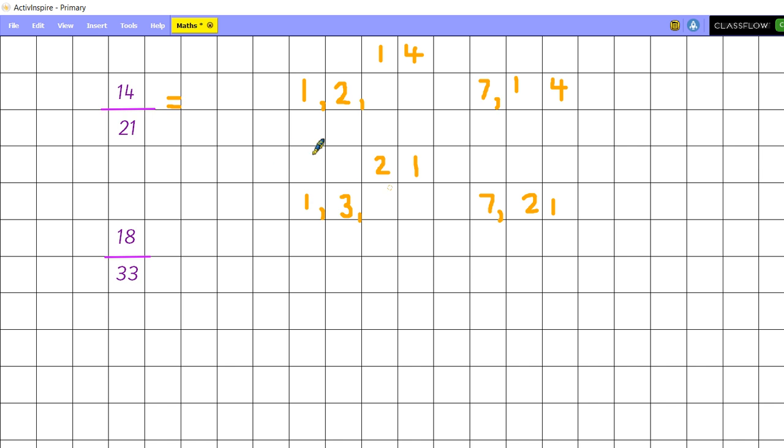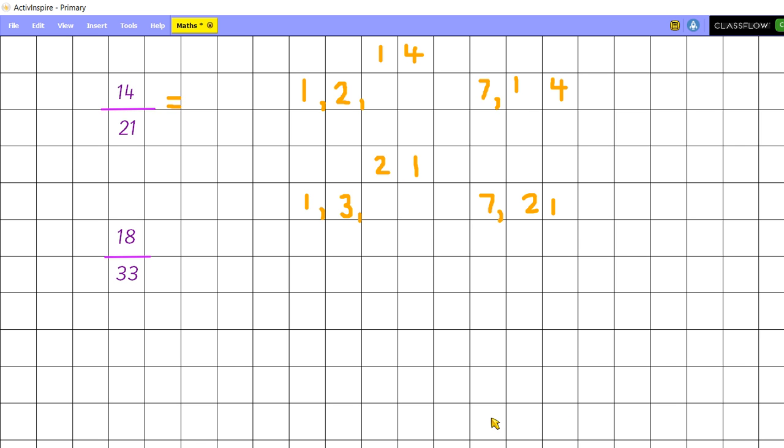Well done. Does 4 go into 21? No. Does 5? No, because it doesn't end in a 5 or 0. Finally, does 6? No. I stop at 6 because I've got 7 here, so there's no point in doing 7 because I've already found that 7 is a factor of 21.